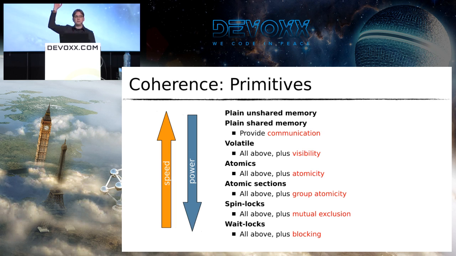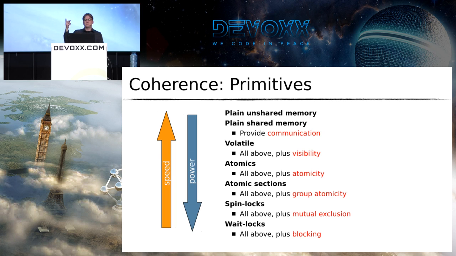Atomics provide all of the above, plus atomicity of the change. Atomic sections, or sometimes CAS spin loops, provide group atomicity. Then you have the spin locks, which provide another additional, sometimes very useful property, which is mutual exclusion. And then the wait locks, as the most dominant and most powerful synchronization primitive of all, provide you blocking. So you can actually say, see that thread over there, you just go ahead and block it. So I have the power to block other threads.